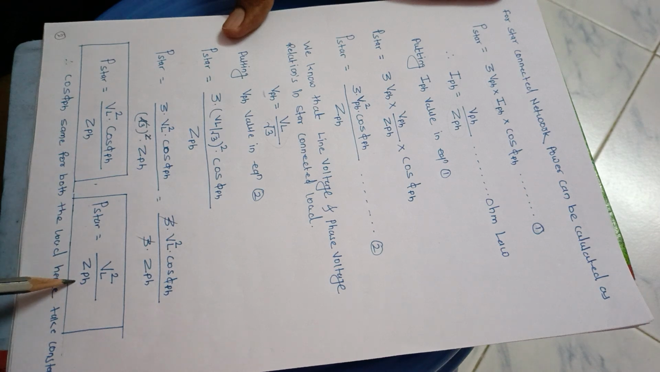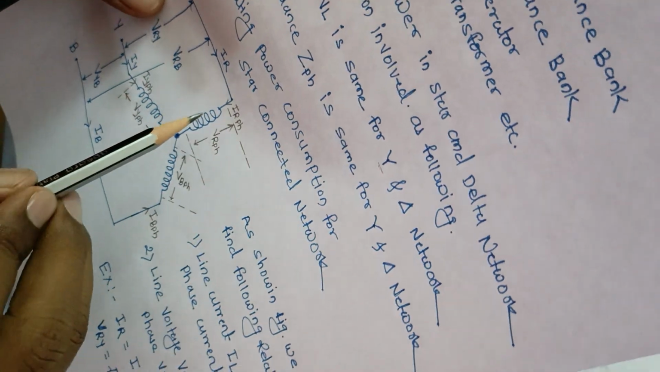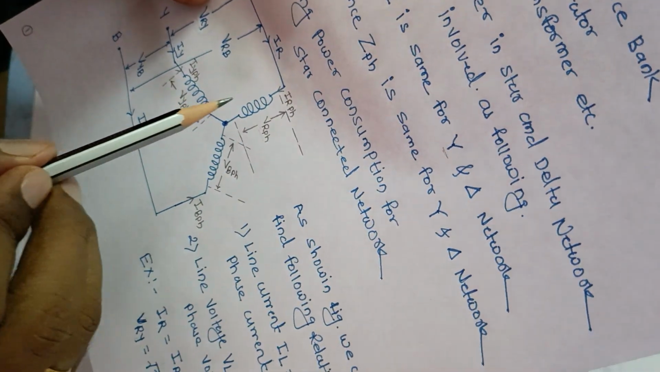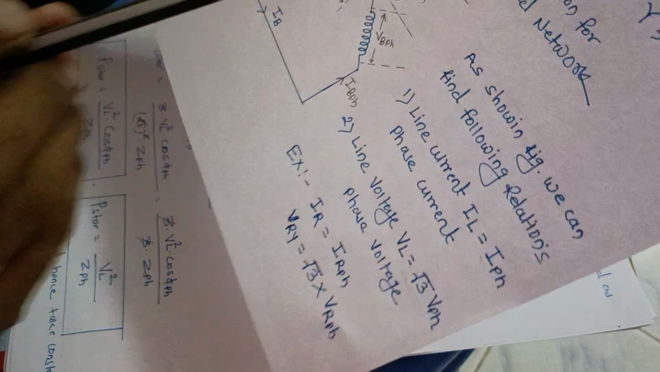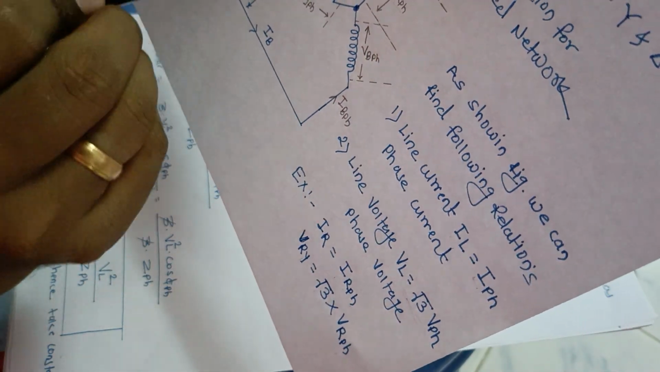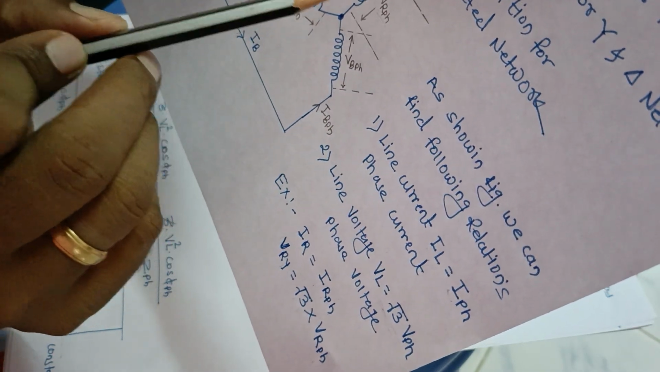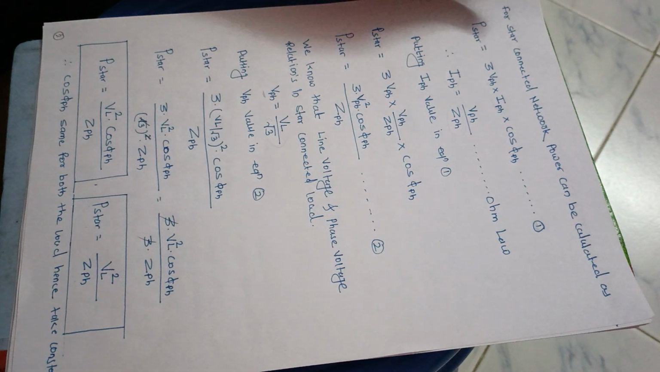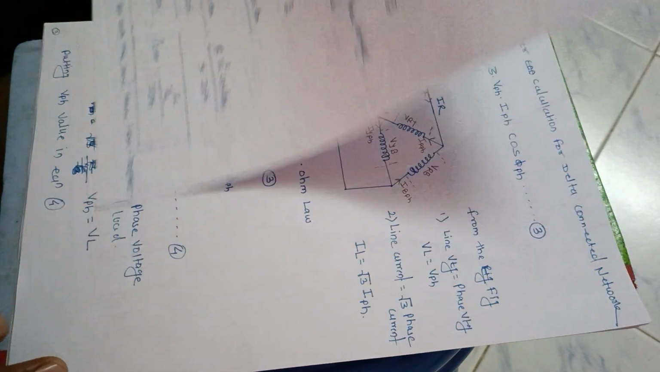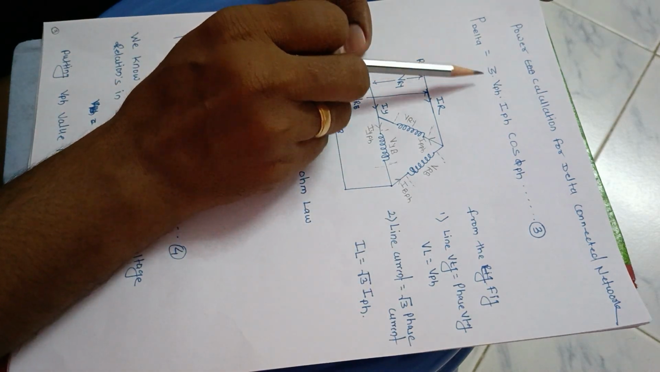ZPH is actually the impedance of this winding, that is the R phase winding impedance, and the voltage across this winding, that means this voltage square upon the impedance of this winding, is the power calculation of star connected load. So we go for the delta connected load. Power calculation for delta connected load, consider the same formula.